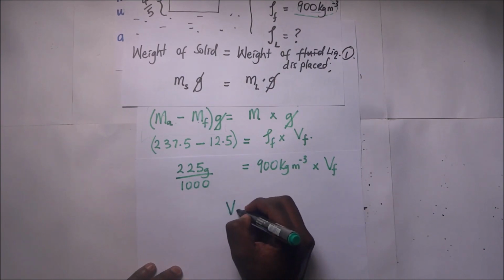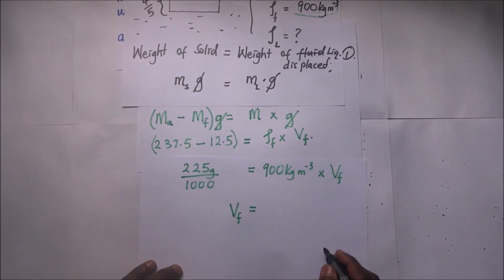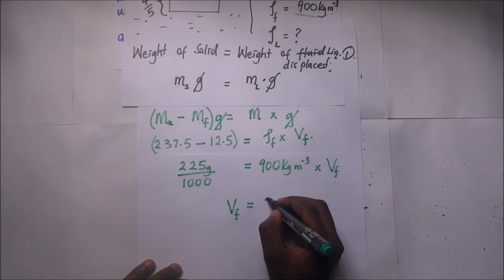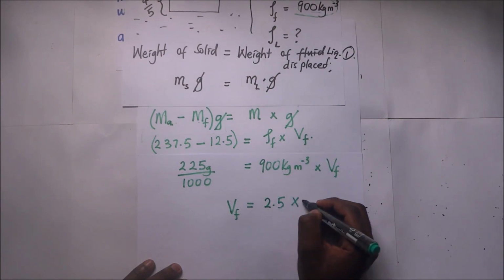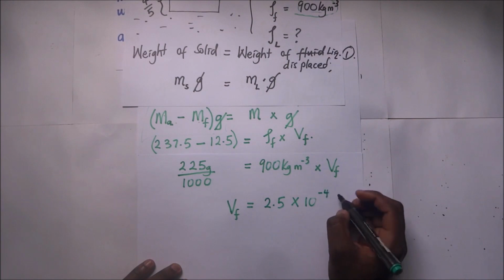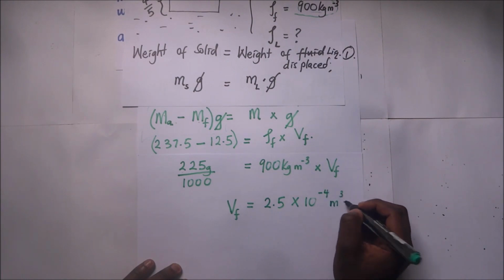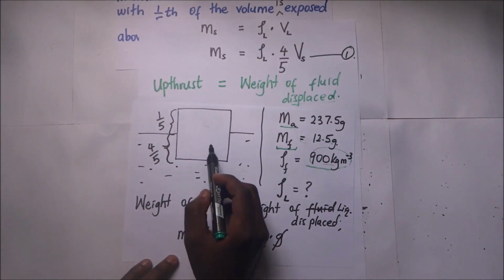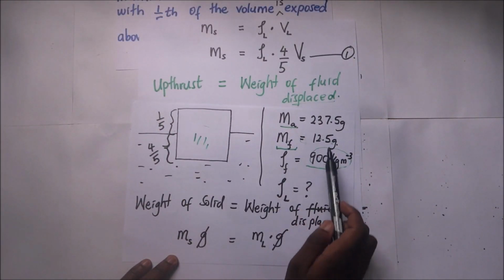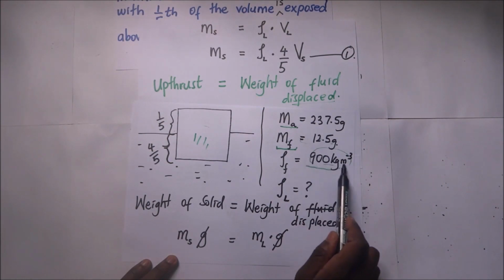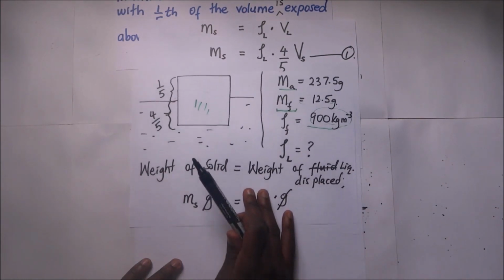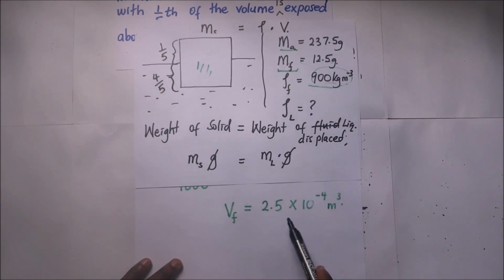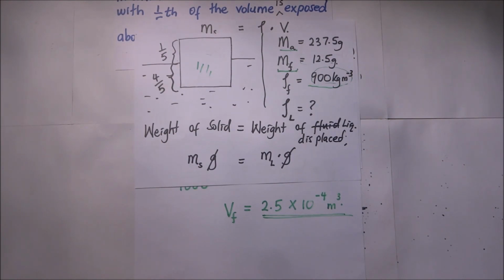You find that the volume of the fluid shall be given by, in this case, 2.5 multiplied by 10 to the power negative 4. That is meters cubed. So what does that mean? It means that we have found the volume when this solid was immersed in the fluid whose density was 900 kilograms per meter cubed. We find that the volume of the fluid that was displaced was equivalent to 2.5 times 10 to the power negative 4 meters cubed.